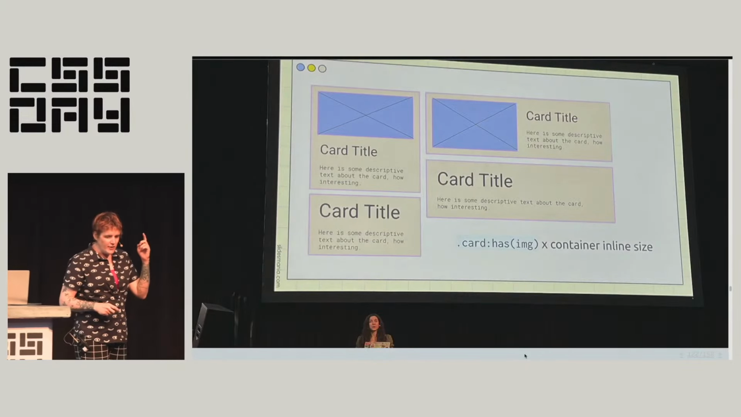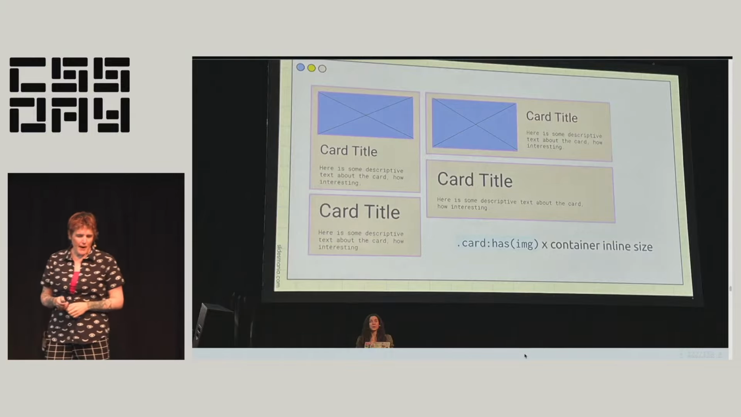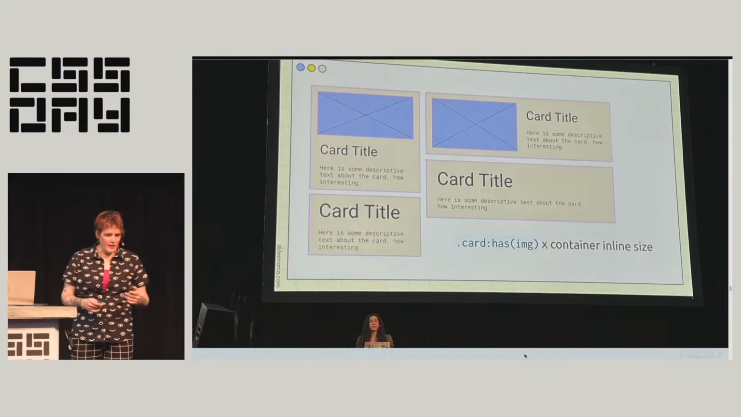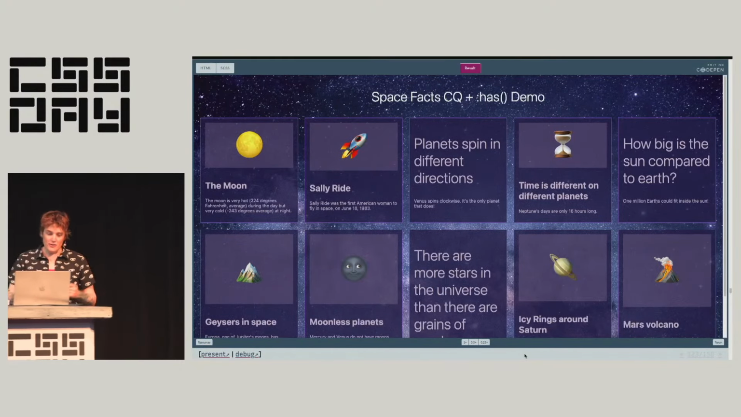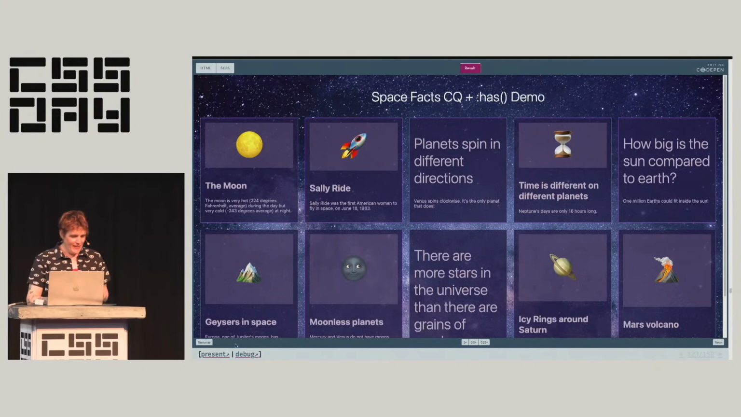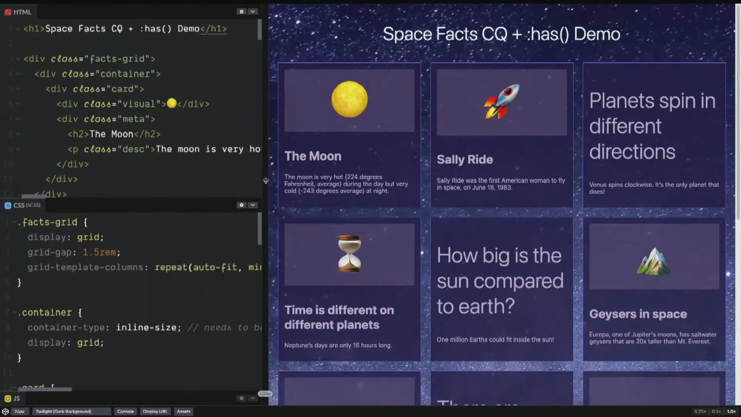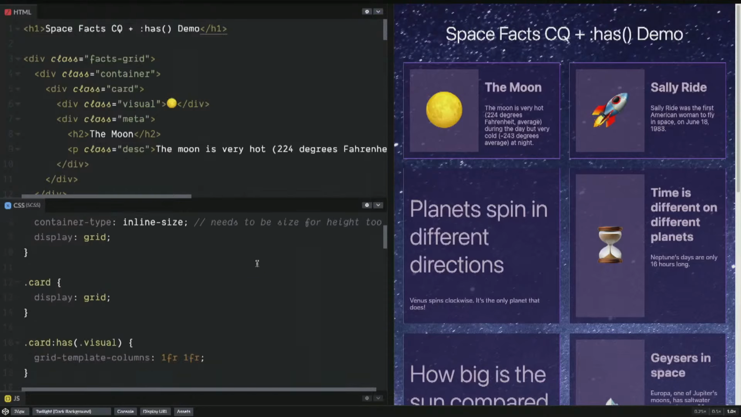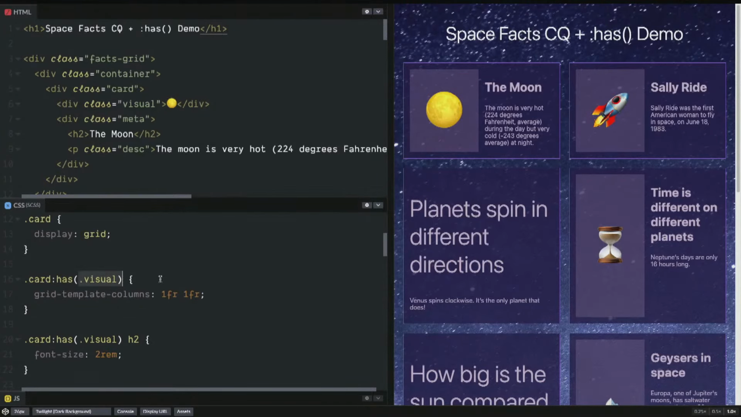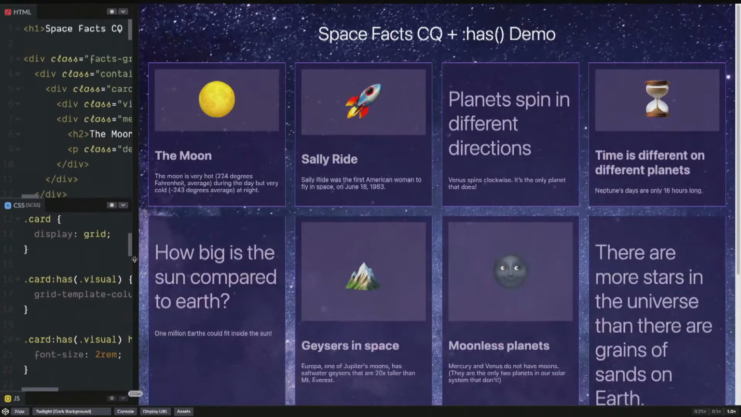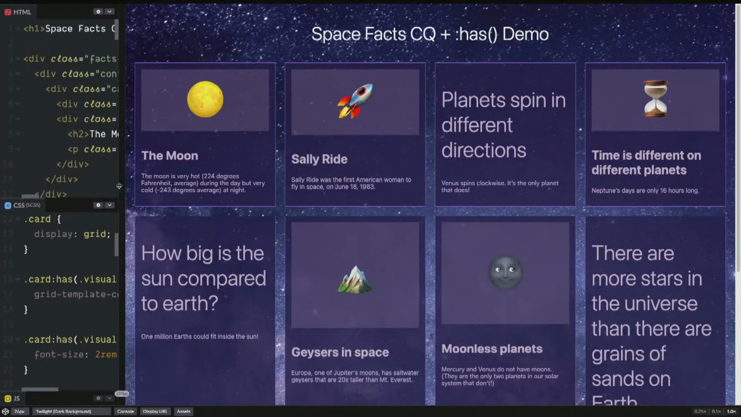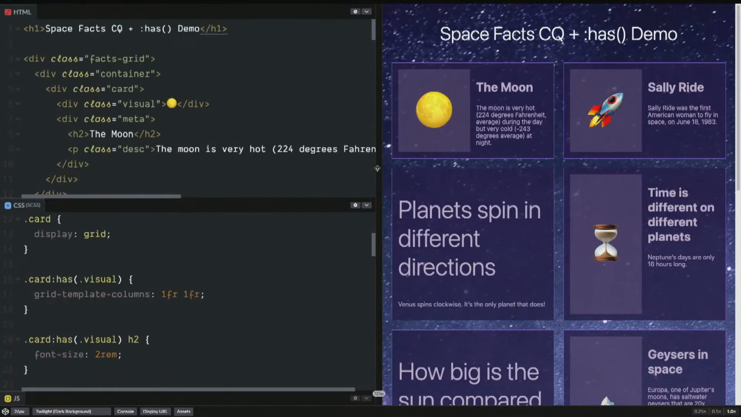As Una showed yesterday, there's interesting ways that this can be combined with :has to only apply container queries in certain situations. And then I found her actual demo and just put it in my talk. So here's a bunch of elements using a combination of :has and container queries so that only when the card has a visual and the container query matches, then it does the container rearranging, which is pretty cool. Thank you, Una.